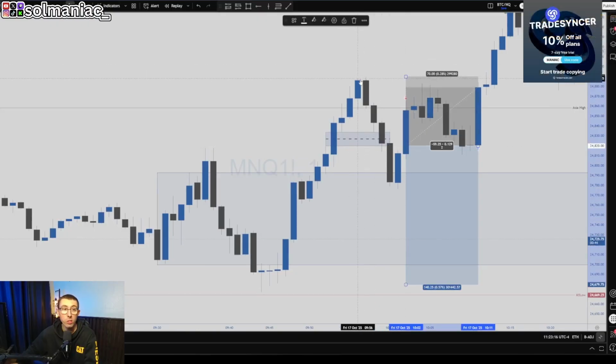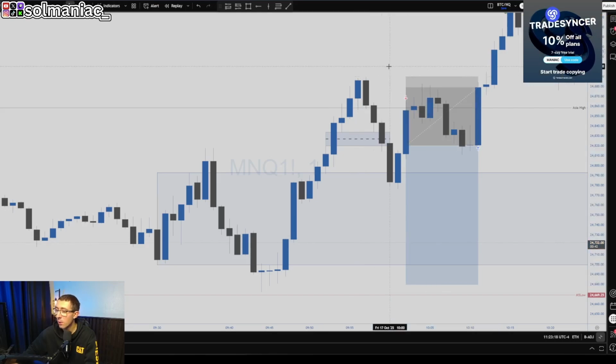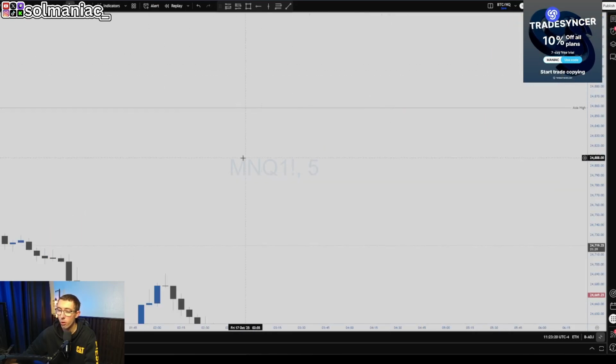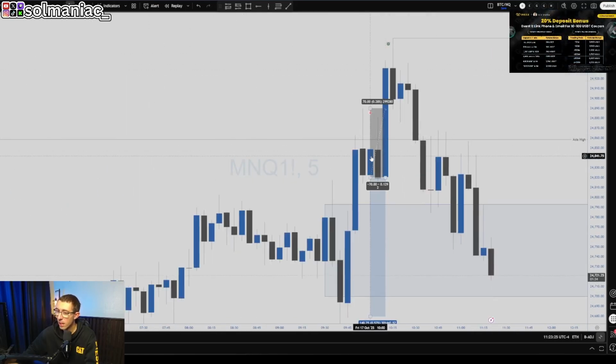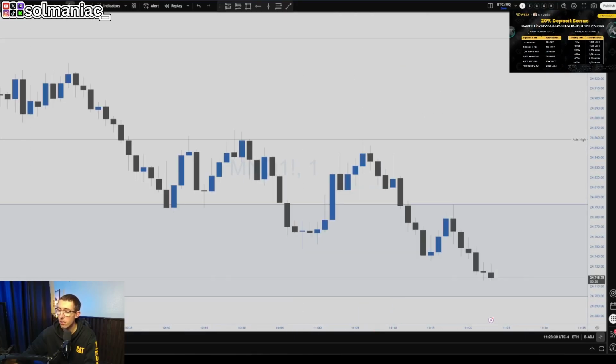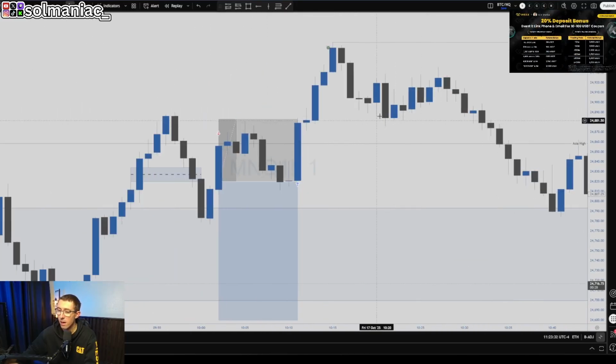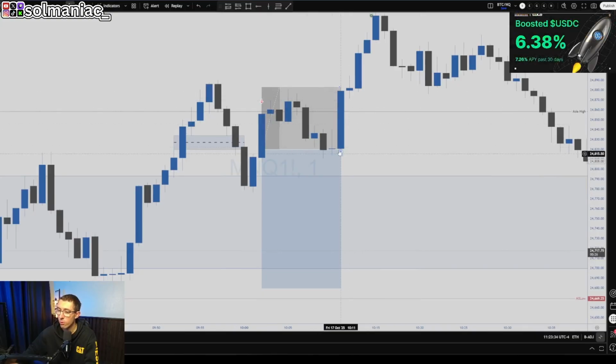This was originally where stop loss was at, but because we were able to capture a 5-minute order block right here, we're able to take off about 7 points of risk, moving our stop loss down. And then we got stopped out on this big 1 minute candle right here.